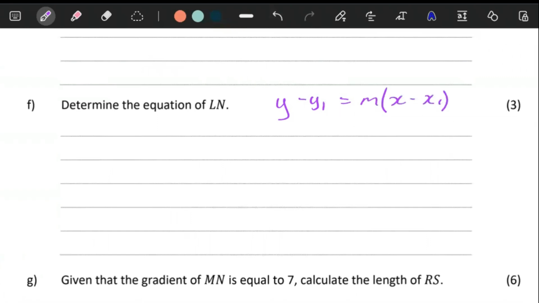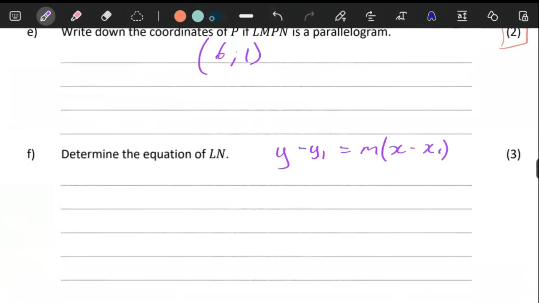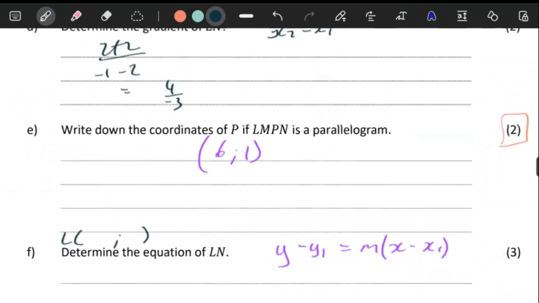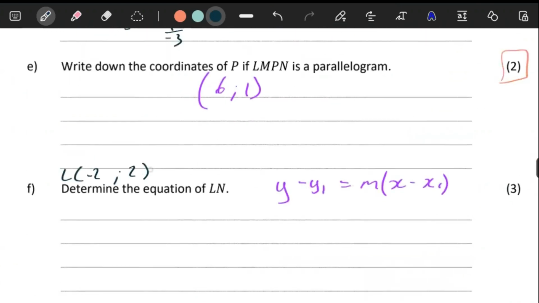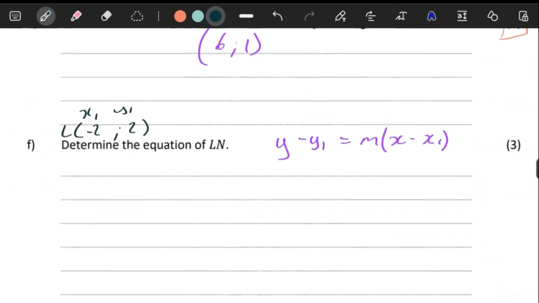So the gradient we already have, it's -4/3. And the coordinate that the graph passes through, we can just use L. What is L? -2 and 2. So this can be x1, y1. So here you put all that in your equation, and then you make y the subject of the formula.